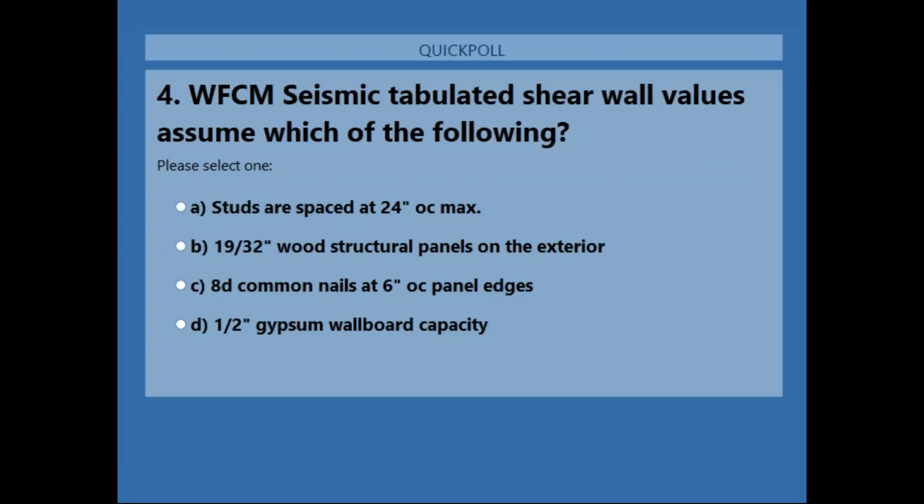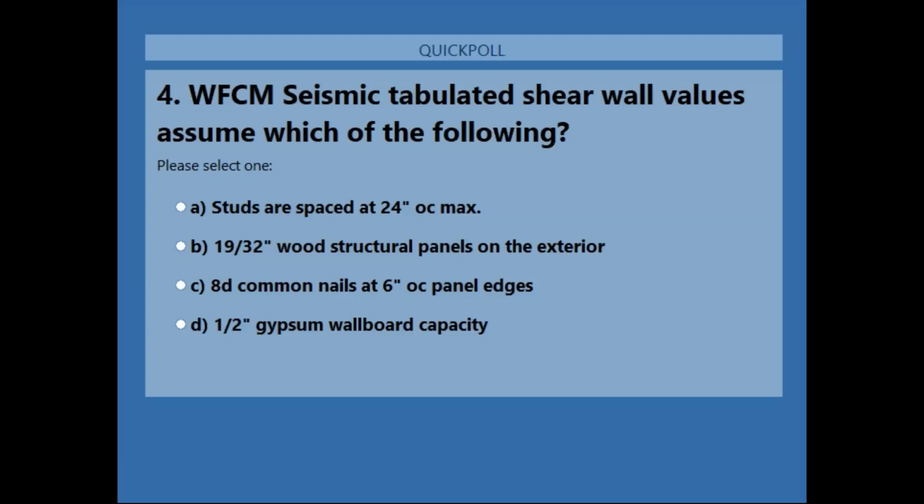Okay, so Marcy, we have our, what is it, the 4th poll? Indeed. So WFCM seismic tabulated shear wall values assume which of the following? Studs spaced at 24 inches on center maximum, 19/32 of 1-inch wood structural panels on the exterior, 8-penny common nails at 6-inch on center panel edges, or 1/2-inch gypsum wallboard capacity. And which of those is it?